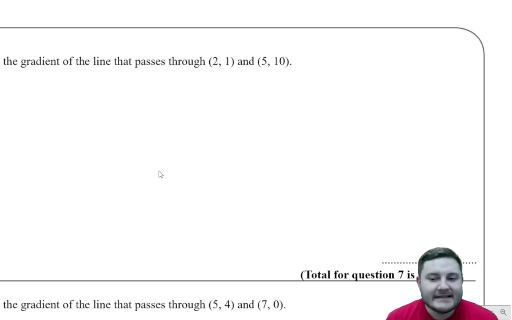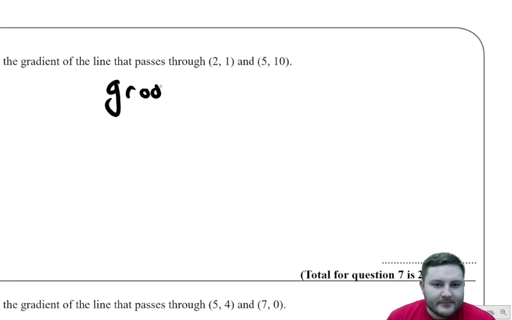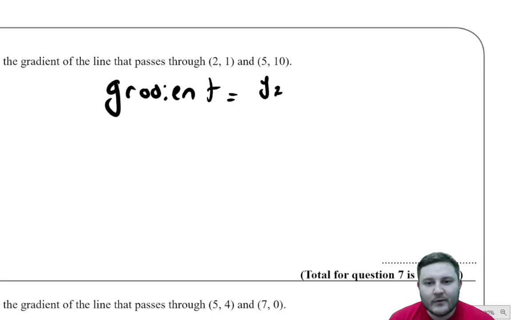Okay, that brings us then on to what happens if you don't have the graph. What happens if you are expected to find the gradient between 2 points? Well, we basically do the same idea as what we've just done, we just don't have the picture to help us. Well, we know that the gradient is equal to the change in y over the change in x. Now, this is sometimes written as y2 take away y1 over x2 take away x1.